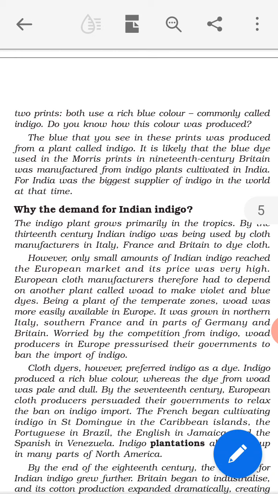So students, try to understand and listen carefully. Next clip, we can see why the demand for Indian indigo. We'll read in the next clip.